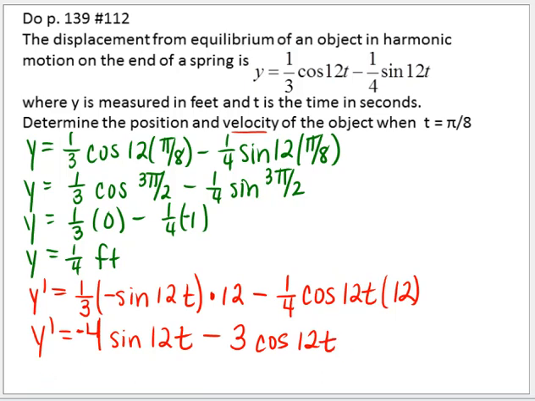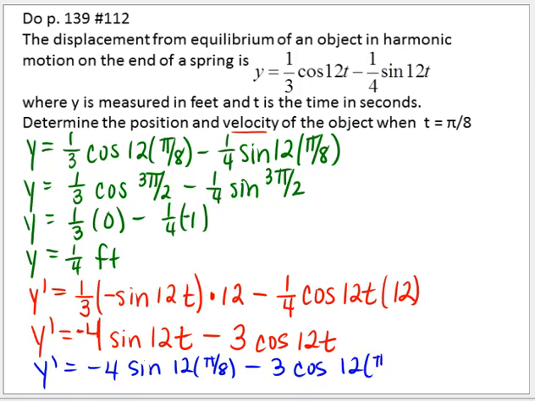Now the last thing I want to do is go ahead and plug in my pi over 8. So I have negative 4 sine of 12 times pi over 8 minus 3 cosine 12 times pi over 8. I'll have to finish computing that up here. So that really gives me y prime equaling negative 4 sine of 3 pi over 2 minus 3 cosine of 3 pi over 2.